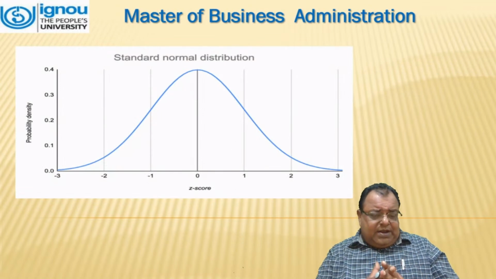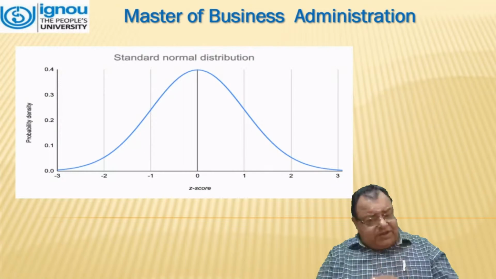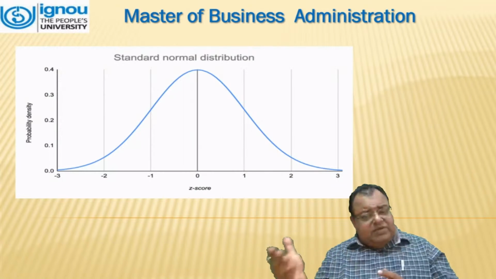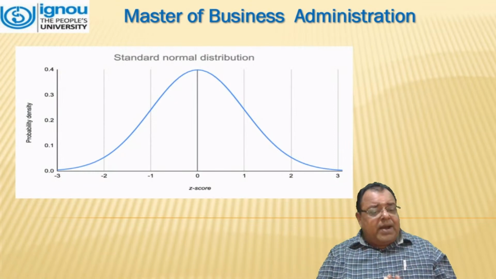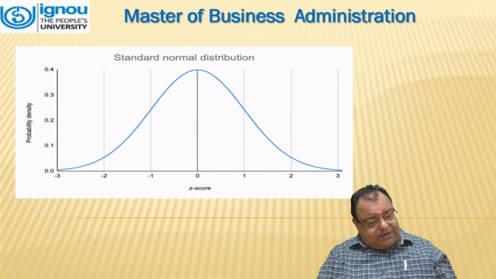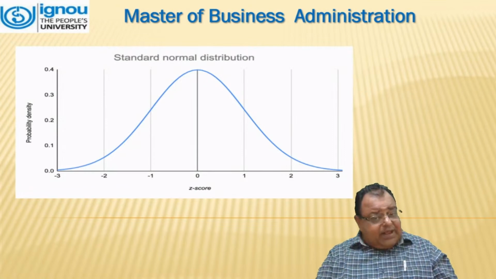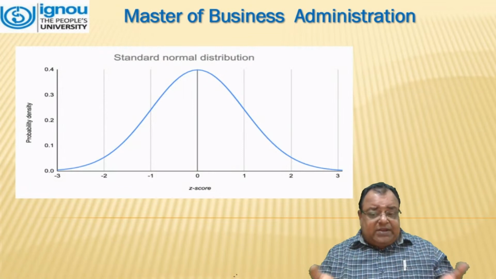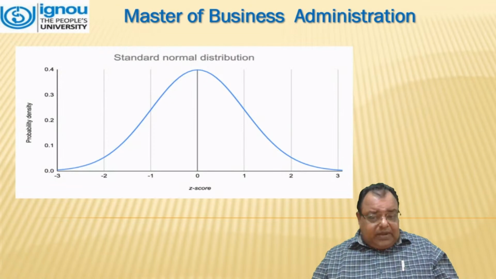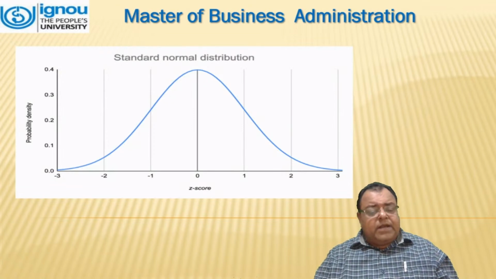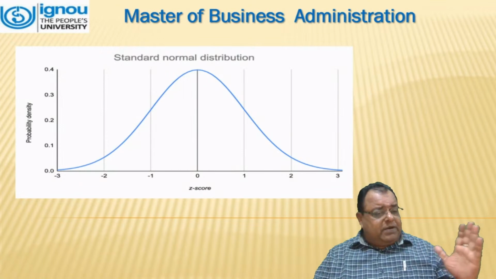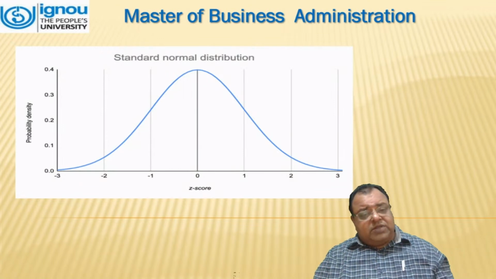This is basically the standard normal distribution. We can see that at the center we have 0, and on the right side the values increase from 1 to 3, and on the left side we have -1, -2, -3. We have to remember one thing: this graph never meets the x-axis. It is always away from the base. 50% of the probability is on the left side and 50% is on the right side.